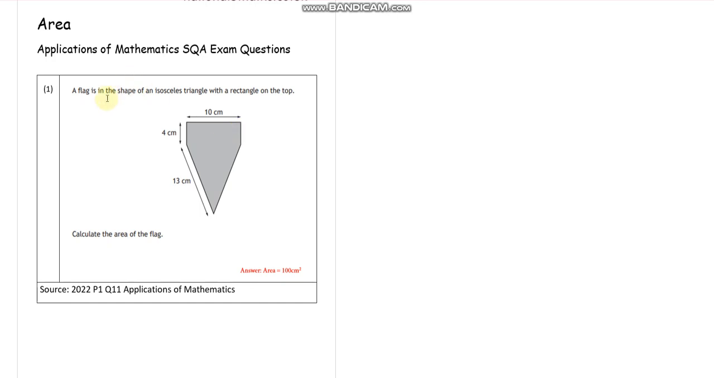Okay, so we've got a flag in this shape. Calculate the area of the flag. Flag enthusiasts out there will know there is only one non-quadrilateral flag, and that is Nepal. Anyone a big fan of vexillology?